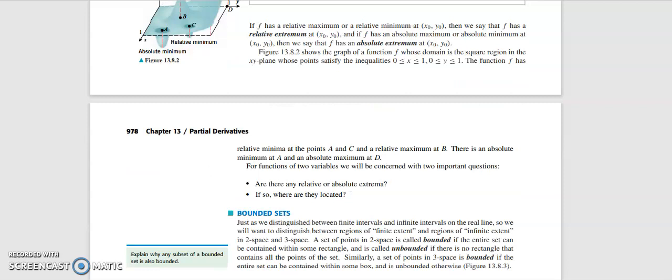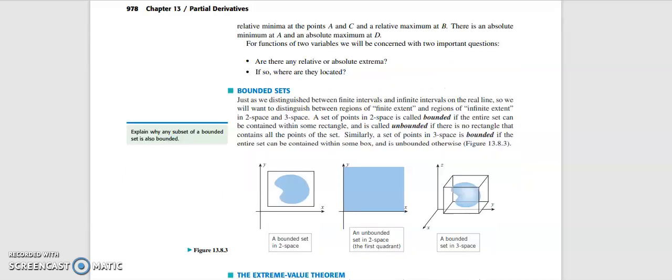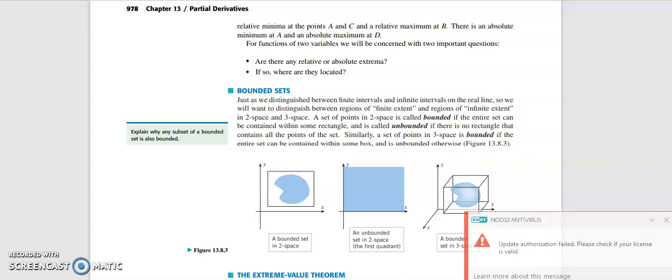And next, the next definition is what is a bounded set. A set is said to be bounded if, when we take a set in three-dimensional space, it can be enclosed in a large rectangle. So in two-dimensional space, if we can find a rectangle that covers it, it is bounded. Similarly, when we come to three-dimensional space, if you can cover it inside a box, we say that the set is bounded.